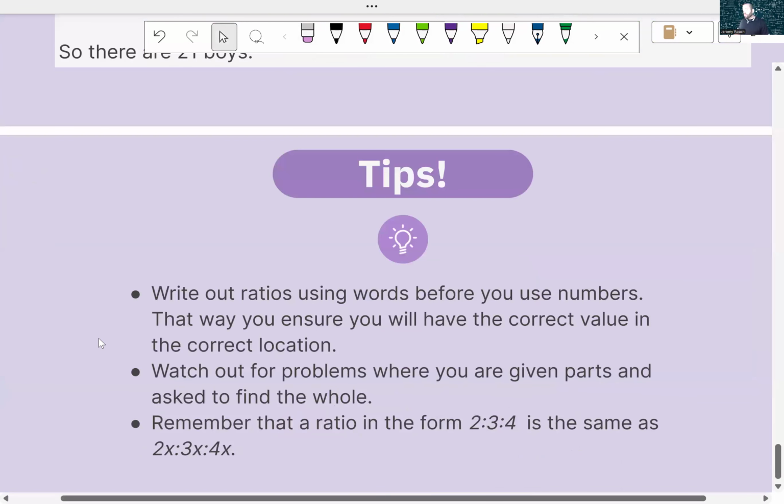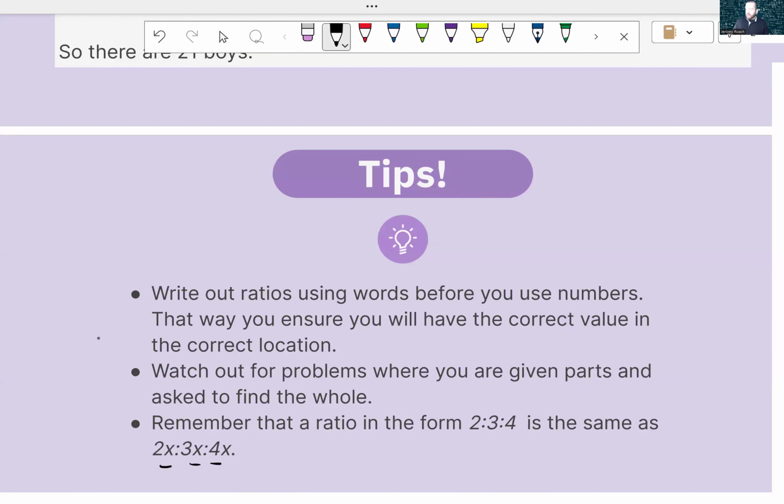All right, so some quick tips: be mindful of when you're given a part-to-part ratio or a part-to-whole ratio. Remember that the ratio can be written in 3 parts or even more sometimes. You can write it with just numbers, or you can write it with variables of x afterward.